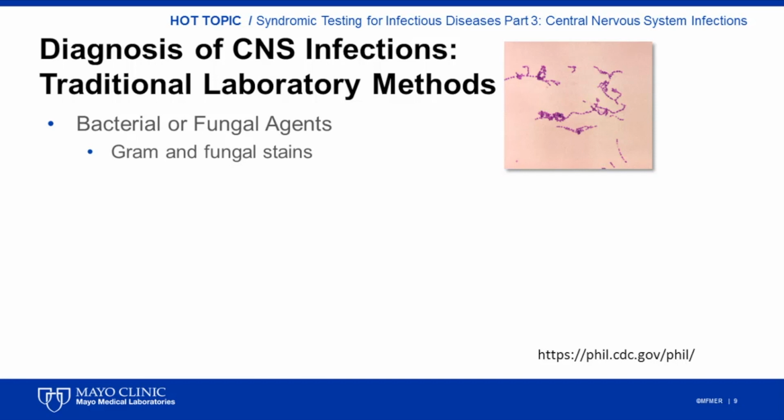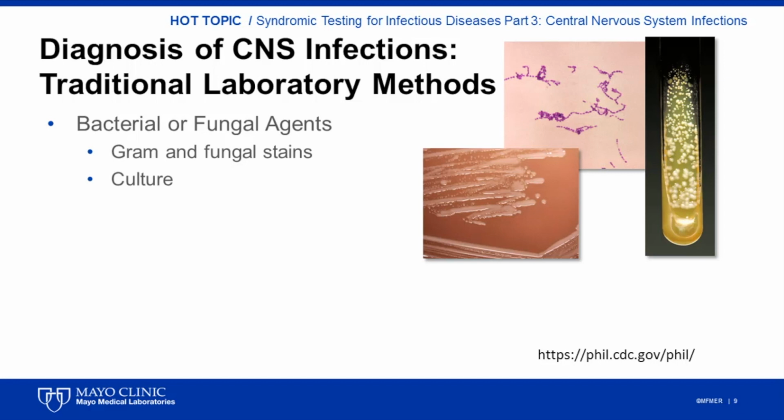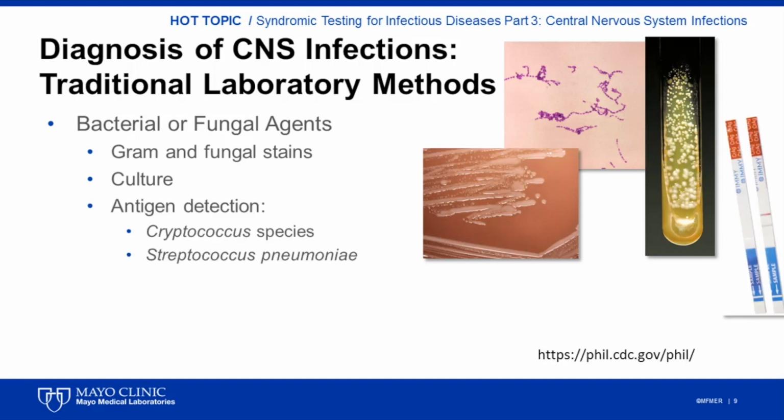Traditional laboratory methods for detection of CNS infection include performing gram and fungal stains, bacterial and fungal cultures, and depending on the patient risk factors, antigen detection for Cryptococcus species and Streptococcus pneumoniae. Some of the limitations of these methods include the limited sensitivity of gram stains, which can range from approximately 90% for patients with Streptococcus pneumoniae to 35% in patients with Listeria monocytogenes. Also, for culture-based testing, sensitivity is often significantly decreased if antibiotics were initiated prior to specimen collection.